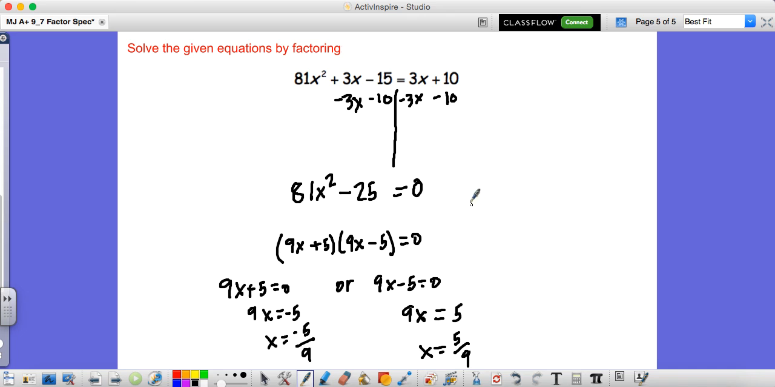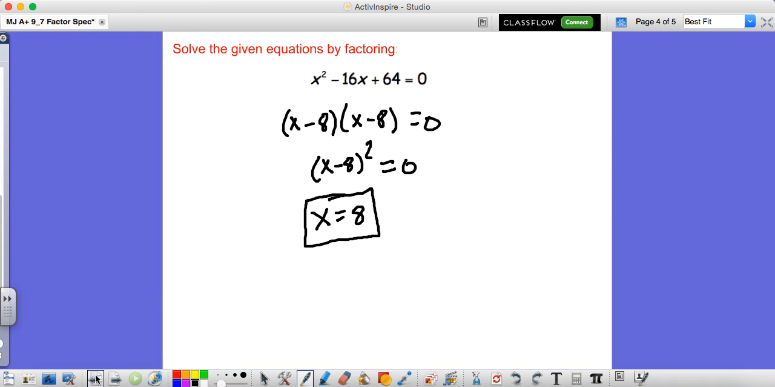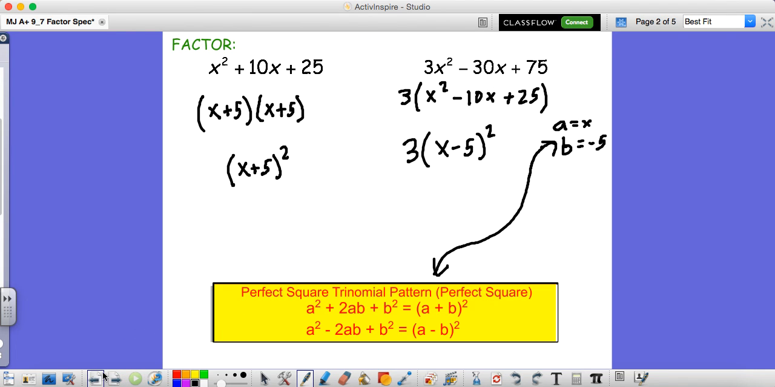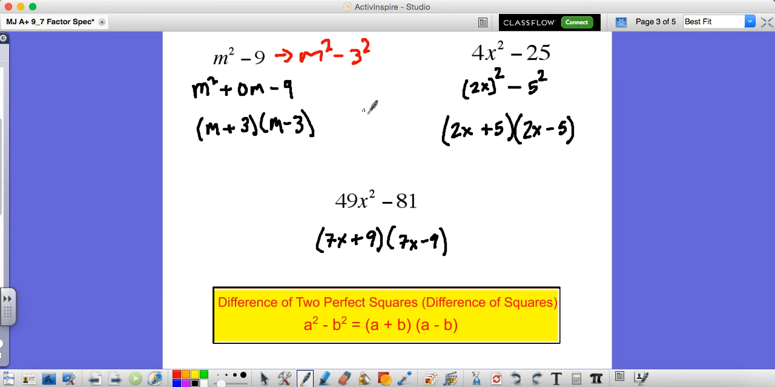That wraps us up for 9.7. It's just a couple more shortcuts. The difference of squares is the bigger one here, because if you do forget this first special rule, this perfect square trinomial pattern, it's not a huge deal because you can always just factor and then you just have the one more step to rewrite it. But the difference of squares is something that you will definitely want to know and want to memorize for your mathematical endeavors moving forward.